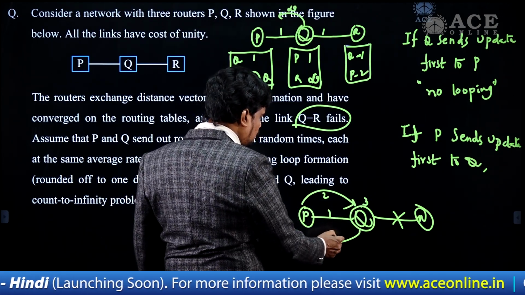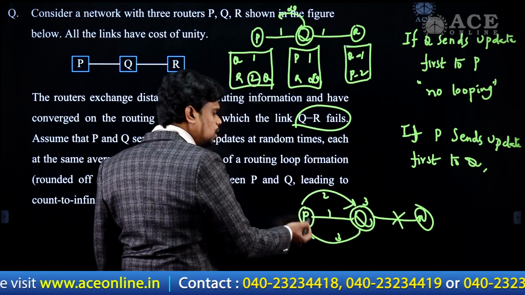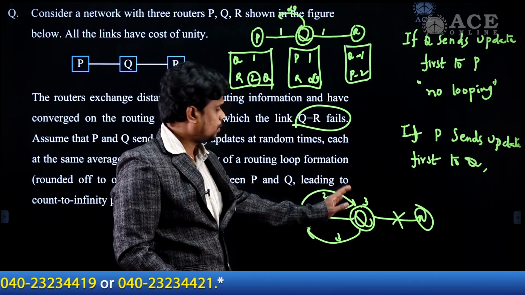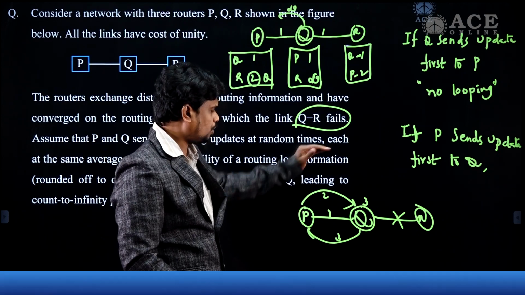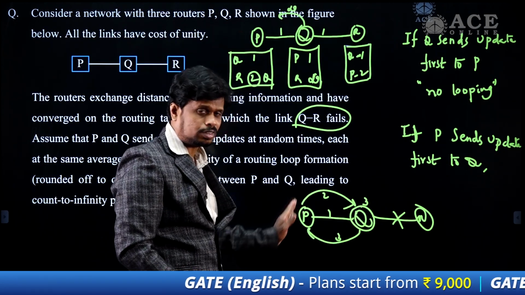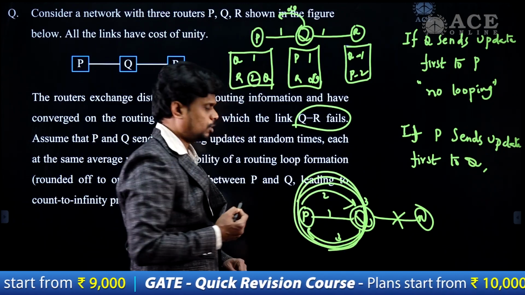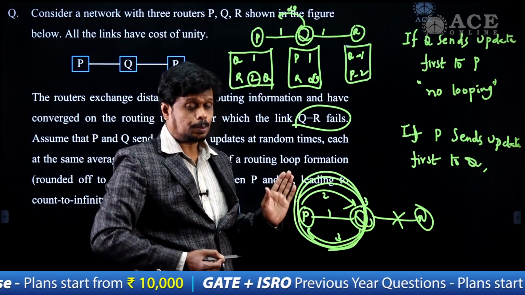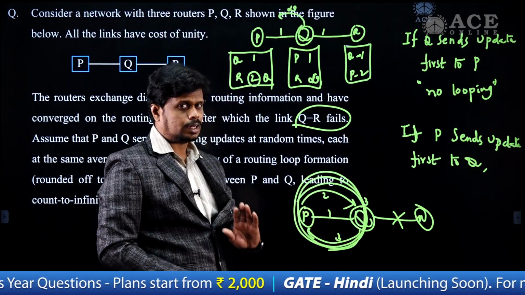Then this Q can send this 3 to the P. Then this P may update it as 4. Then it may send 4 to the Q, then this Q can save it as 5. Then it sends 5, then it can save it as 6 and it can send the 6 to the P. So this is the way between these P and Q, there is a possibility for looping here. That is happening when the P updates first. If the P updates first to the Q, then only looping. But if the Q updates first to the P, then there is no looping.